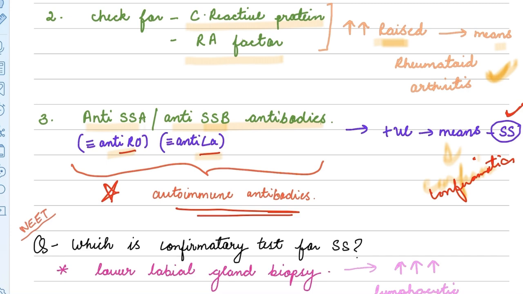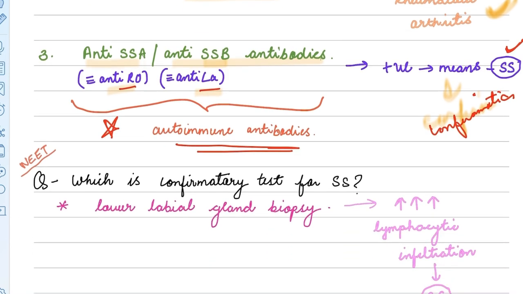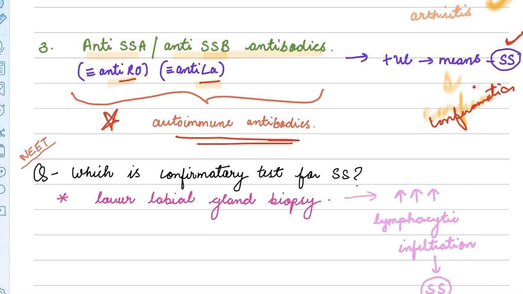Next question: what is the confirmatory test for Sjogren syndrome? It has been asked in NEET. The confirmatory test is lower labial gland biopsy. The biopsy of the lower labial gland shows the confirmation of Sjogren syndrome. What we see in the biopsy is increased lymphocytic infiltration. If there is increased lymphocytic infiltration in the biopsy, that confirms the presence of Sjogren syndrome.